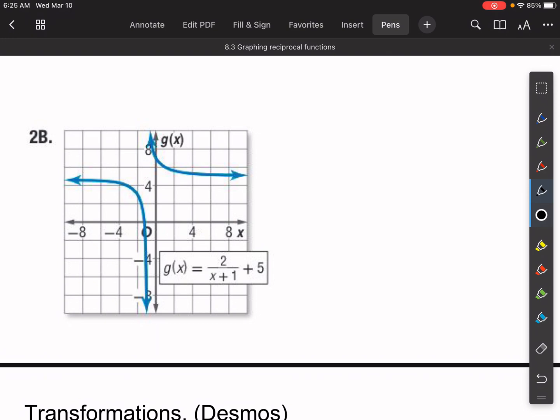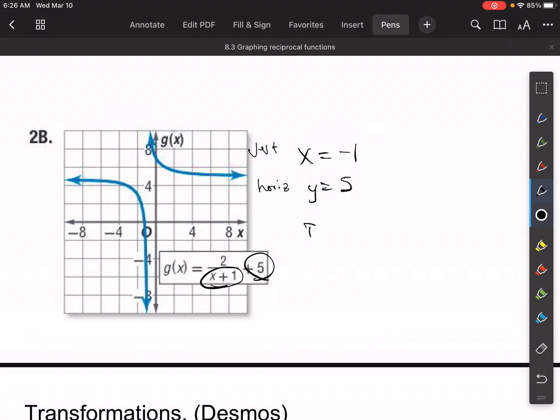So for this one, notice what makes this go to 0 is -1. So x, so again, that's the vertical asymptote, right? So x is equal to -1. Okay, that is going to be the vertical asymptote, just to be clear. The horizontal one is going to be this guy right here, +5. So y equals +5. Okay, those are your asymptotes.